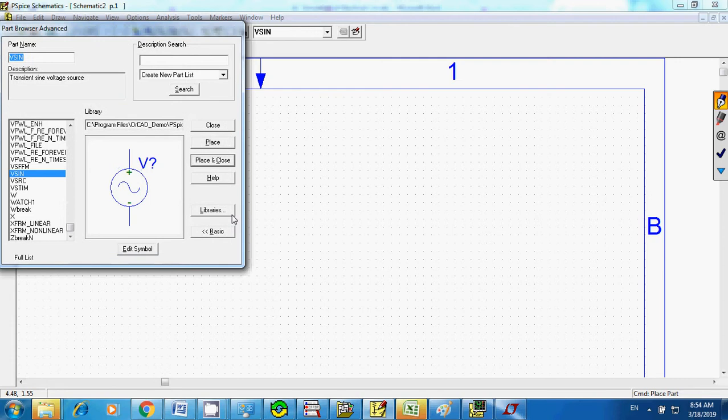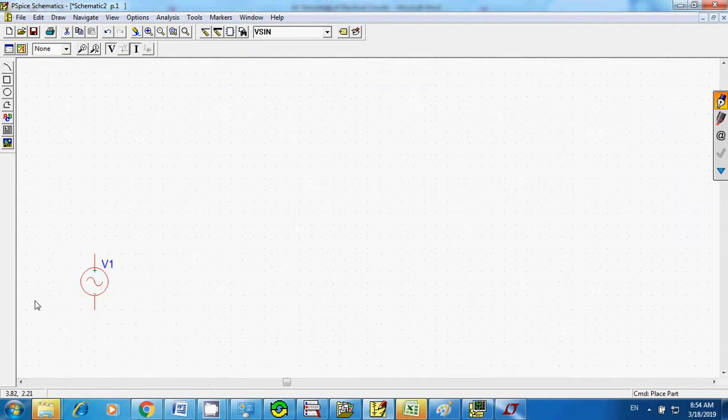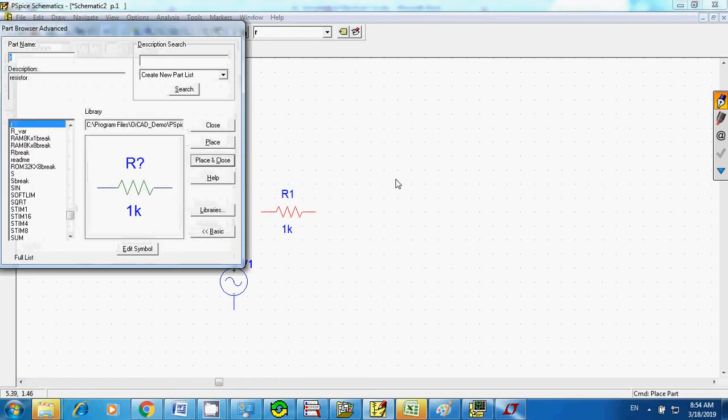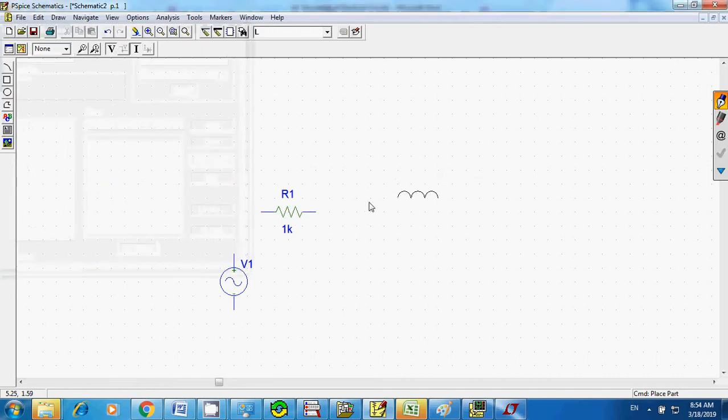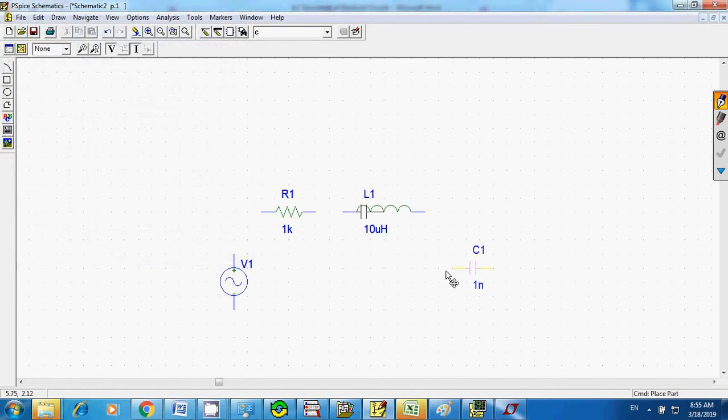You want to get the V sign as the input source or input voltage. And then you look for R. Then Control G, look for L, and then you also Control G, get new part, and look for C. So you type C, and then you simply rotate with Control R.